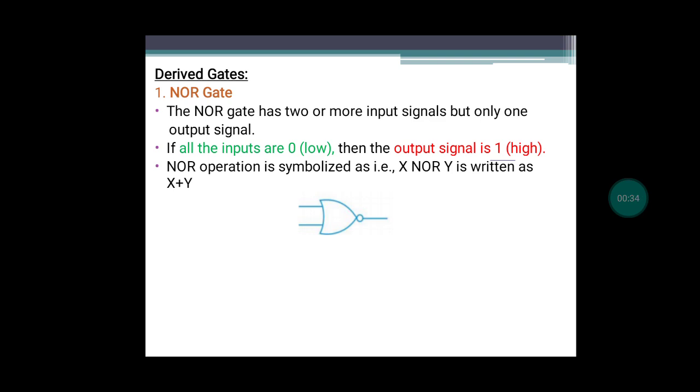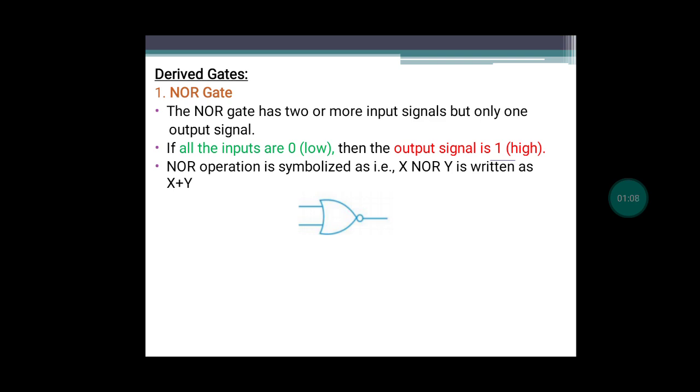Yes, so now moving on to the next category of gates, that is a derived gate. Then what is a derived gate? The name itself suggests derived, in the sense these gates are made up of using the basic gates. Using these three basic gates, NOT, OR, AND, we can form other gates. Those are nothing but derived gates. Means using the basic gates we can derive derived gates.